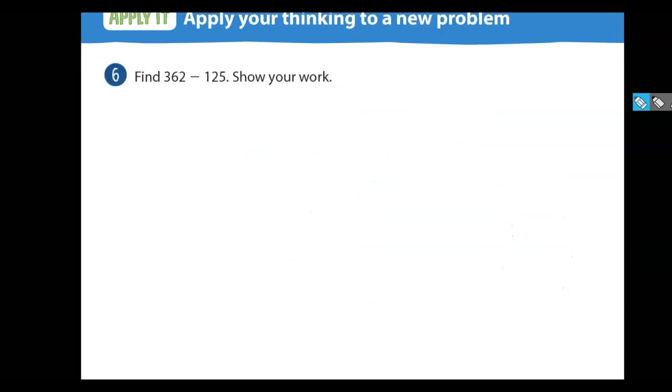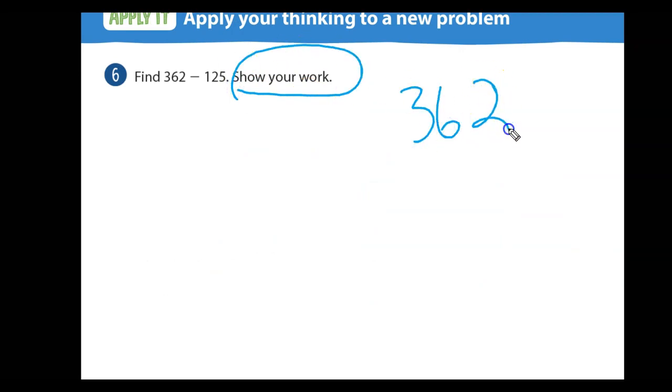Now I want you to do this problem. Make sure you show your work, okay? 362 minus 125.